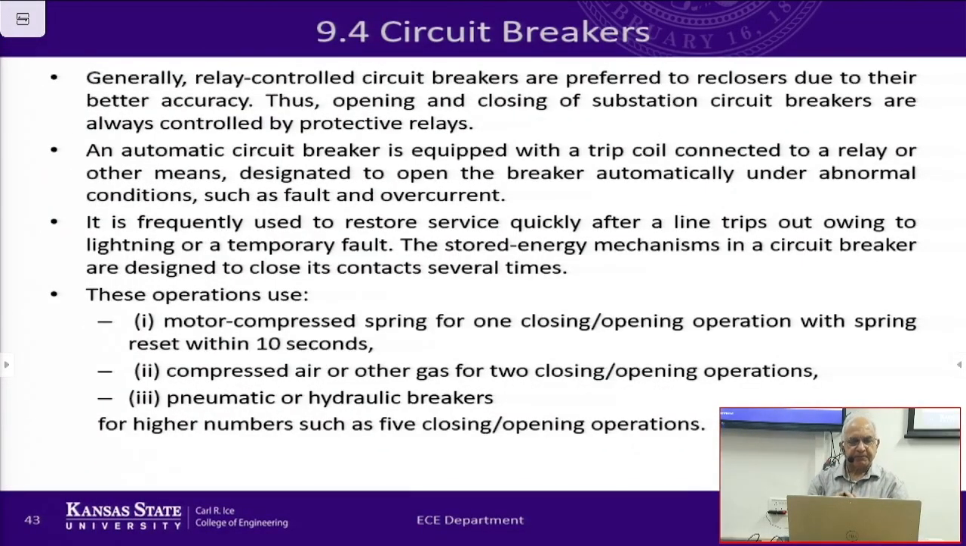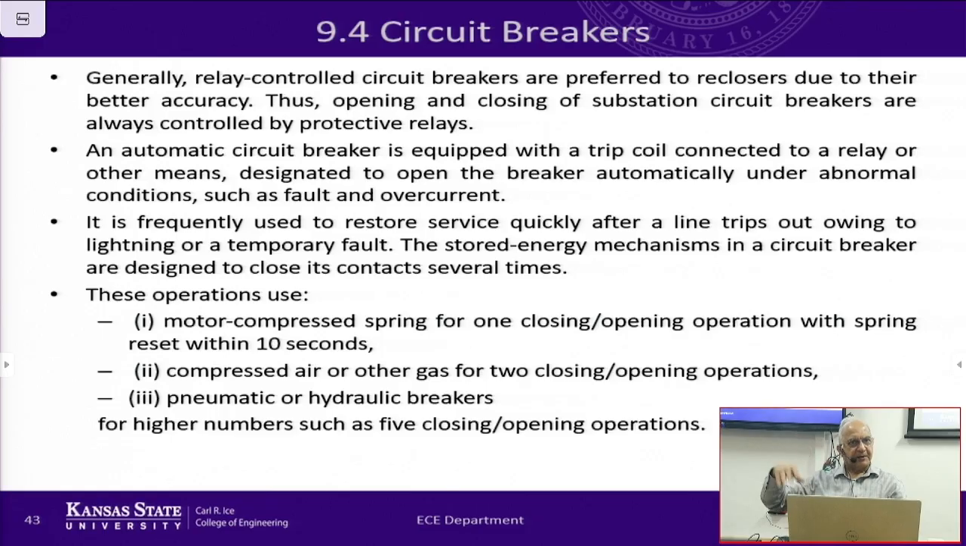And of course, circuit breakers don't have their own sensing mechanism. You have to have a separate relay to operate them. Unlike a recloser, which has its own sensing mechanism right next to it, with a circuit breaker you have to have a relay. For example, in a substation, you have a circuit breaker, transformer, circuit breaker, and all the feeders going out. The relays are actually not placed there.